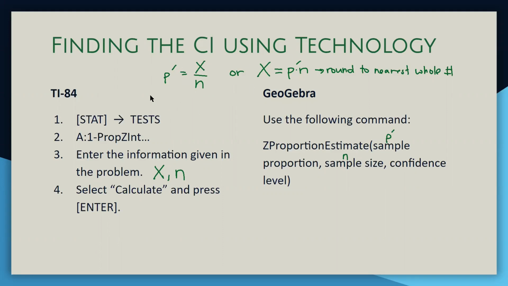P prime is always a decimal. So P prime is fine as a decimal. You can do X divided by N. You can also, if you are in GeoGebra and feeding it P prime, type X divided by N, whatever your X and N are, and GeoGebra will do that division for you and give you a more exact answer. So you can plug in that fraction instead of the decimal if you want.